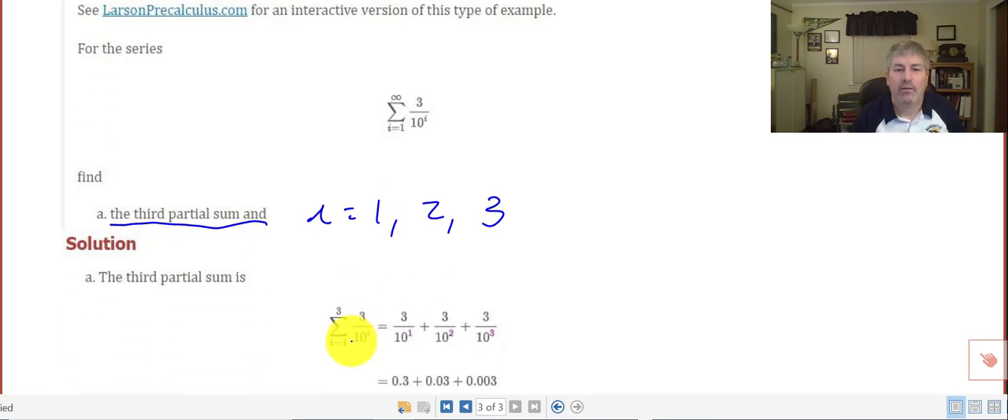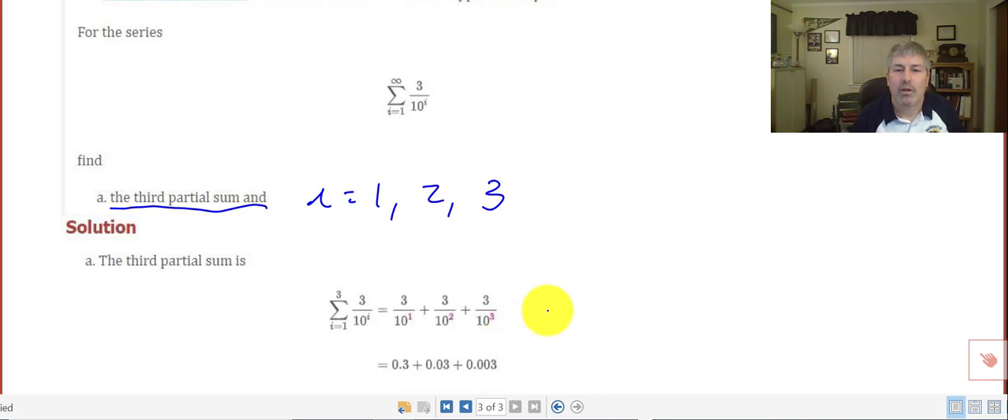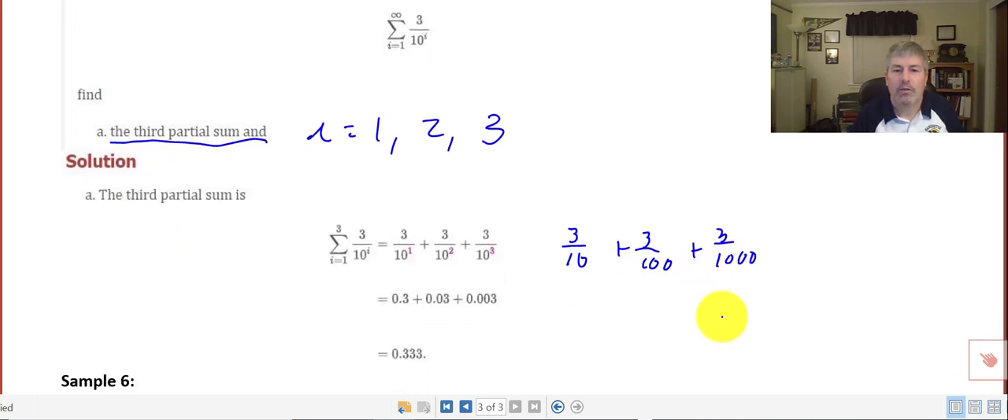The sum of i equals 1 to 3 of 3 over 10 raised to the i. We have 3 over 10 to the first, plus 3 over 10 to the second, plus 3 over 10 to the third. We get 3/10. Might be easier to see it this way: 3/10 plus 3/100ths plus 3/1,000ths. Adding all those together, we get 0.333. This is just our tenths place, isn't it? And our hundredths place and our thousandths place.